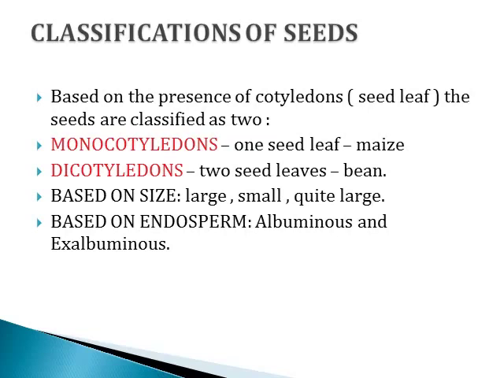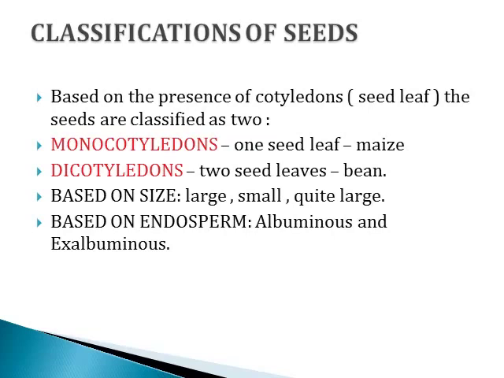Example, bean. Based on the size, the seeds are classified as large, small and quite large. Large seeds, for example coconut, and quite large seeds are those present in watermelon, mango, etc. And the small seeds are poppy seeds and orchid seeds.